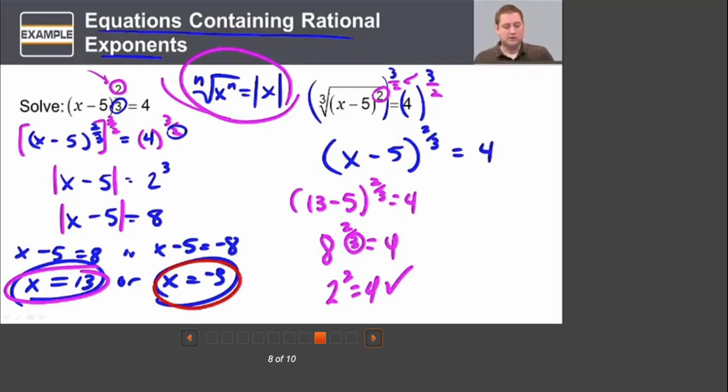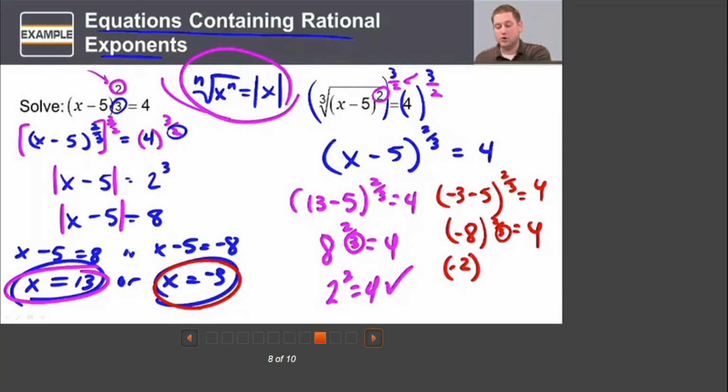Now let's look at x equals negative 3. Negative 3 minus 5 taken to the 2/3 power should equal 4. Well, if I take the negative 3 minus 5, I'm going to get a negative 8, to the 2/3 power is equal to 4. The cube root of a negative 8 is a negative 2. So I'm ending up with a negative 2 quantity squared is equal to 4. And if you take a negative 2 and multiply by itself, you will get a positive 4. So that checks out as well.